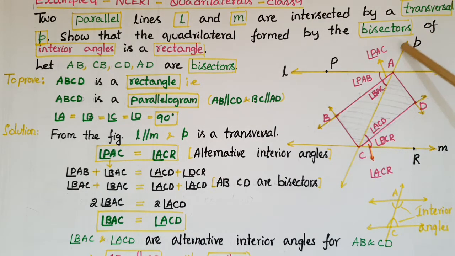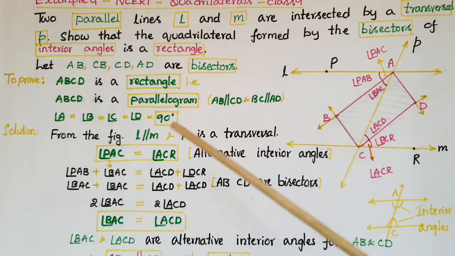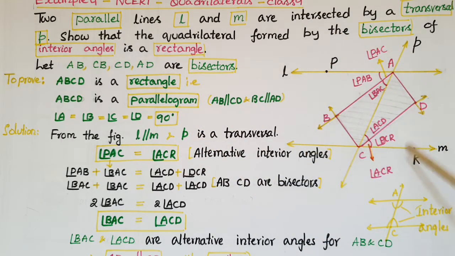So if you observe, this is a transversal line for these two lines and these two angles are alternate interior angles. So if you prove angle BAC is equal to angle ACD, then we can say that AB is parallel to CD. So first write L is parallel to M and P is a transversal line. So these two angles are alternate interior angles, angle PAC and angle ACR.